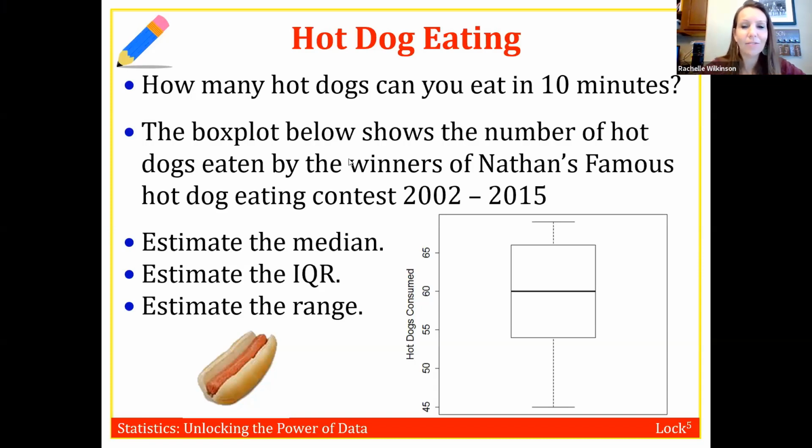So they have 10 minutes to eat as many hot dogs as they can. And this is the number of hot dogs eaten by the winners. So we're going to answer a few questions about this. First of all, what is the median for the number of hot dogs eaten by the winners? Just using my box plot here, what is the median?